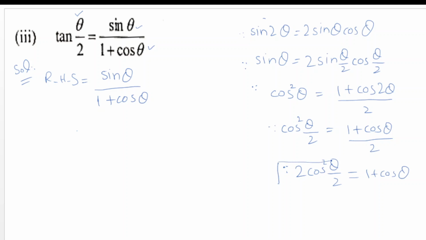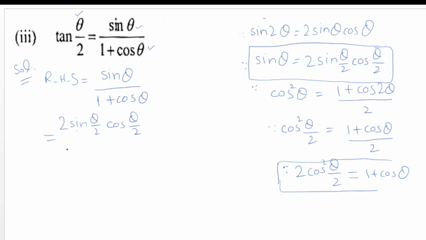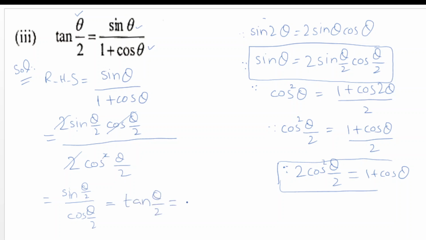So 2 will multiply on the other side: 2 cos square theta by 2 is equal to 1 plus cos theta. We use these two formulas here. Since we have to move to half angle, the numerator becomes 2 sine theta by 2 cos theta by 2, and the denominator becomes 2 cos square theta by 2. The 2 cancels out and one cos cancels with the other, so the remaining is sine theta by 2 over cos theta by 2, which is tan theta by 2. That is equal to the left hand side.